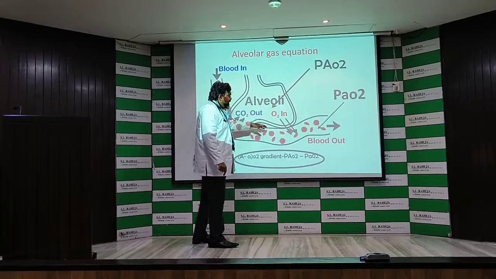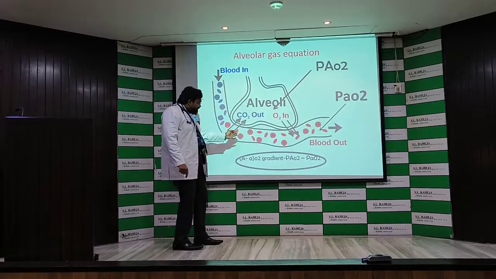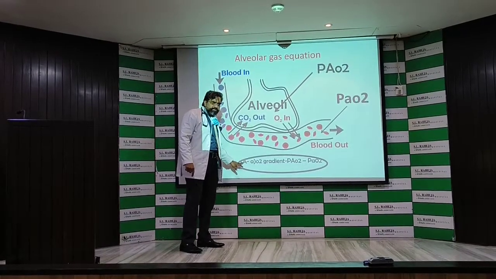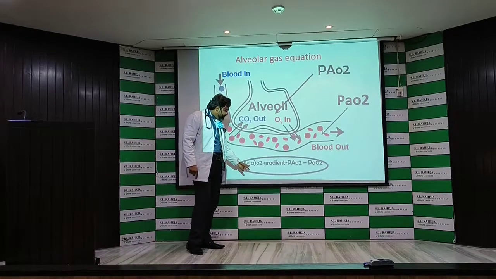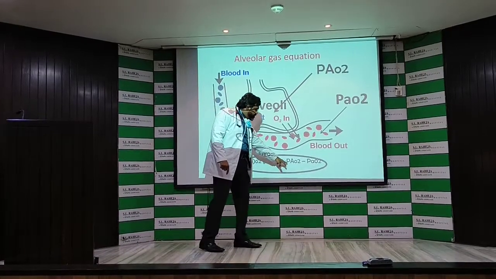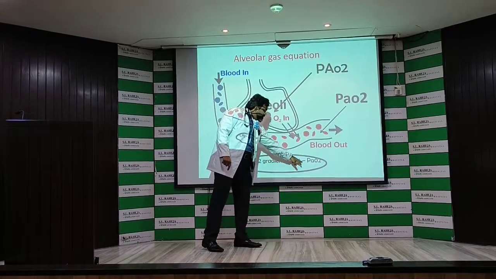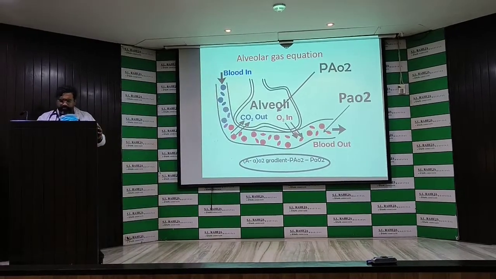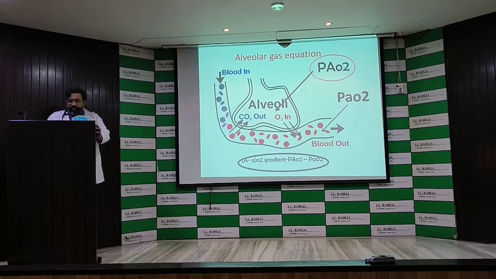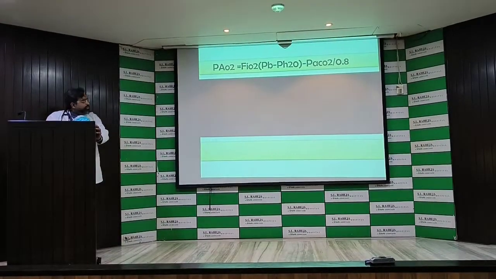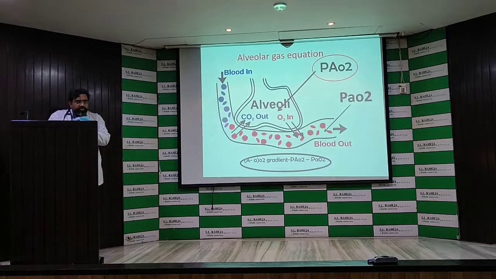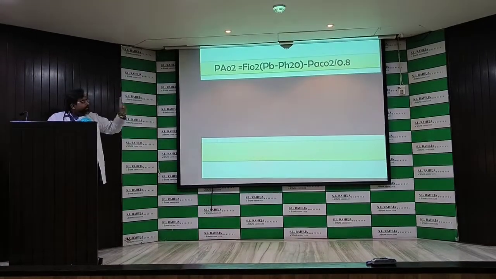So as we discussed, blood in and blood out, the alveolar gas equation is the A-a gradient, that is capital A, alveolus, minus small a, arterial oxygen: PAO2 minus PaO2. This is what the entire thing is all about. Let's go to this to understand what it is about. This PAO2 is the alveolar PO2. How do you calculate it? By this equation.